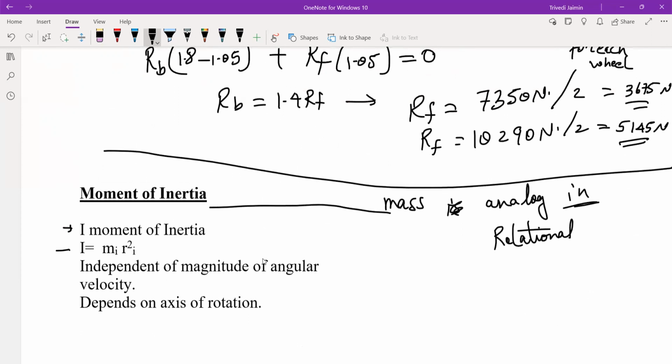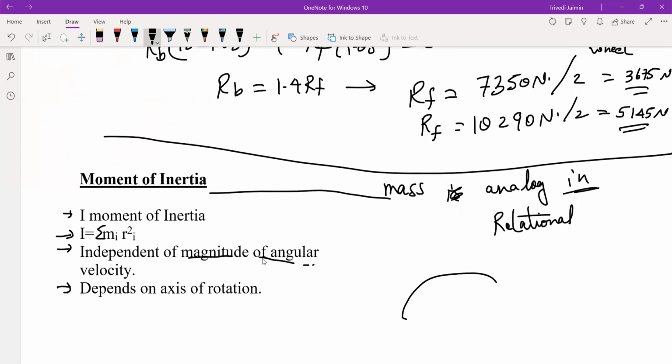So I equals the summation of mass times the square of the positional vector. Yes, it is independent of the magnitude of angular velocity. It is not depending on angular velocity. It's just depending on the axis of rotation. So if I draw some random shape, it depends on the axis, at what axis it is rotated.